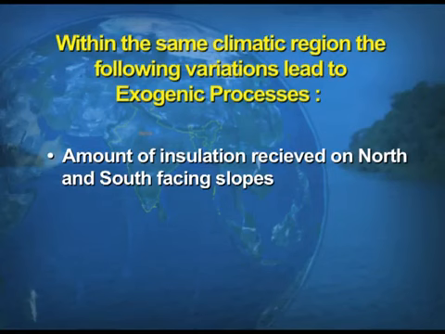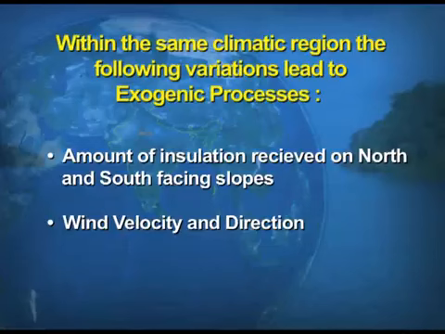Within the same climatic areas also, there are certain changes which can be observed by the exogenic forces, and these changes are based on, number 1, the amount of insolation received on the north or the south facing slopes. Now, insolation, this term you must be knowing, children. I would just like to explain what insolation is. The amount of heat received by the earth is known as insolation. That insolation does not remain the same everywhere, so the exogenic processes also vary on that part.